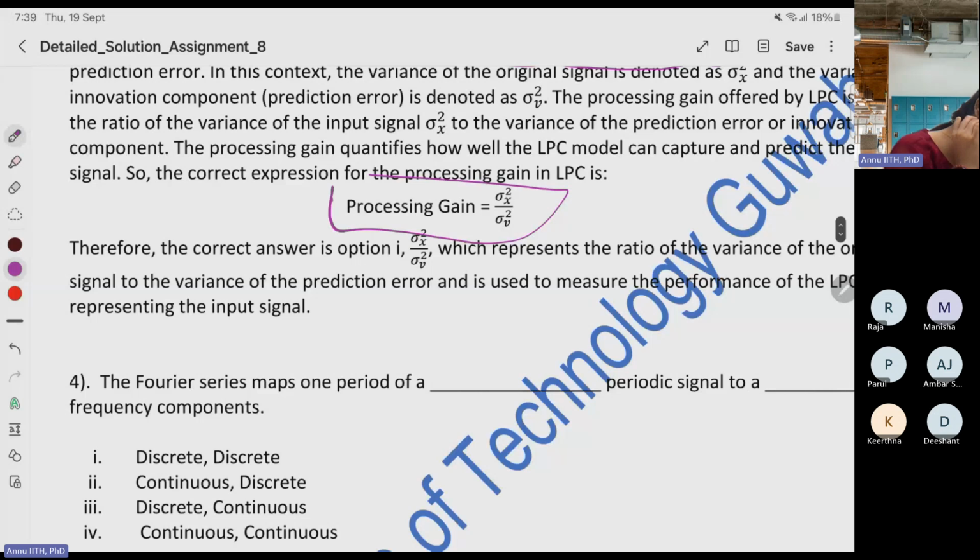The Fourier series maps one period of a continuous periodic signal to discrete frequency components. You should always remember the difference between Fourier series and Fourier transform. This is not the same. Only the scientist is the same. The Fourier series gives a representation of time domain continuous signals in the form of discrete harmonics of sine and cosine.